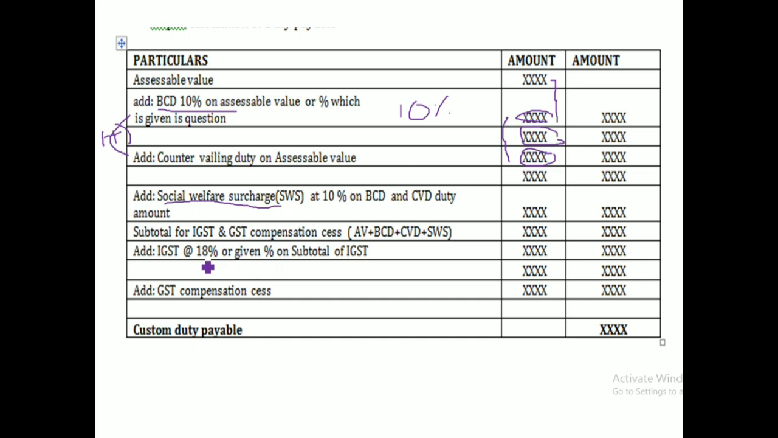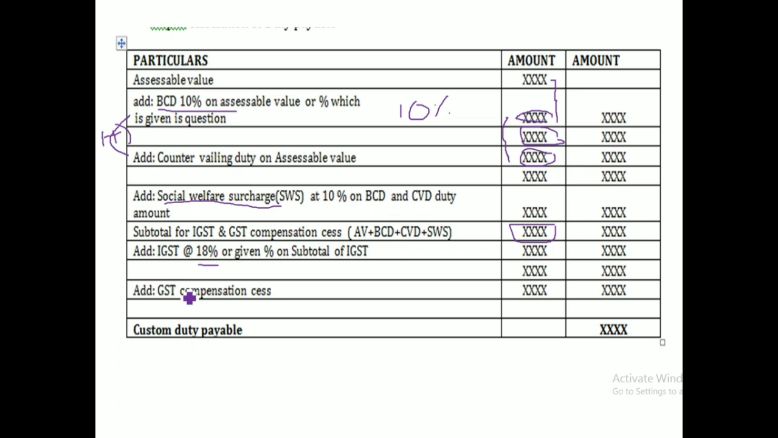If the IGST rate is not given in the problem, the standard rate you need to consider is 18%. If it is given in the problem, consider that rate only. As I have already said, IGST is just like an interstate supply; even an import we consider as an interstate supply. On this subtotal of all these values we calculate the IGST payable. If the rate is not given, 18% we consider; if the rate is given, we calculate based on the rate given in the problem.